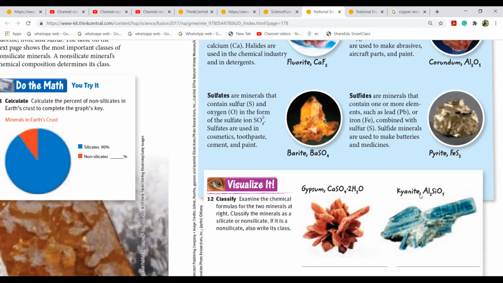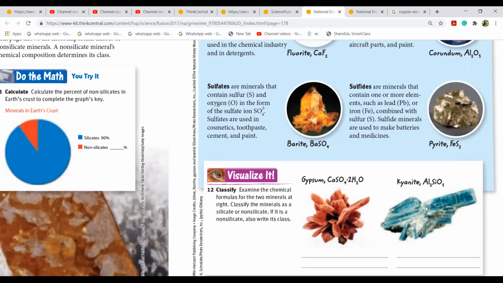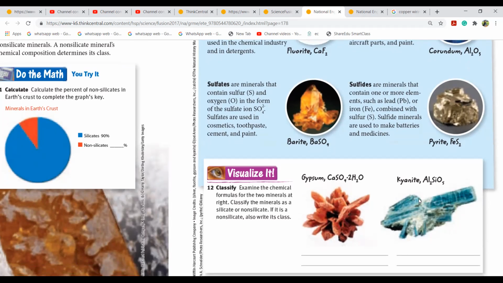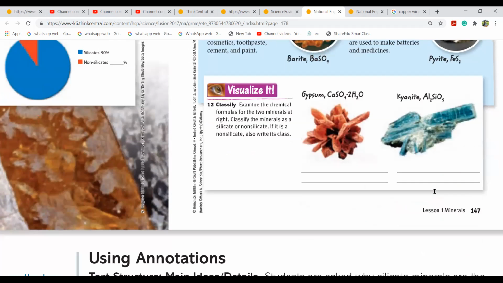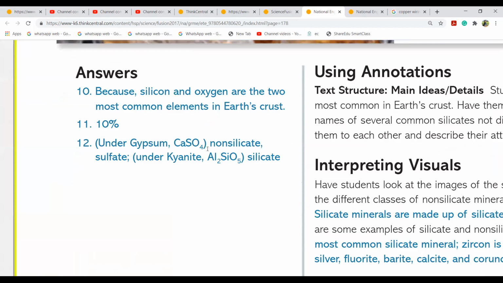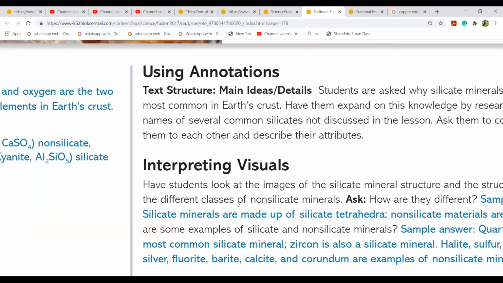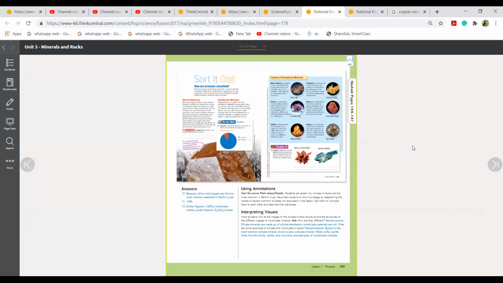When coming to kyanite, Al2SiO5. Do you see silicon here in kyanite? Yes. So this is called non-silicate and kyanite is called silicate. Do you understand that? That's why the answer is: gypsum, calcium sulfate, is non-silicate, whereas kyanite is silicate. Did you understand this?